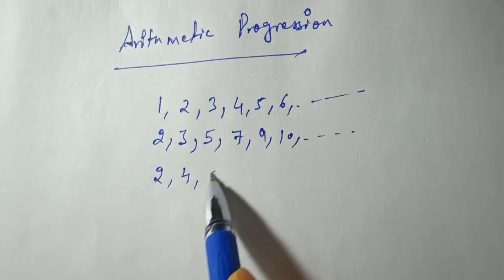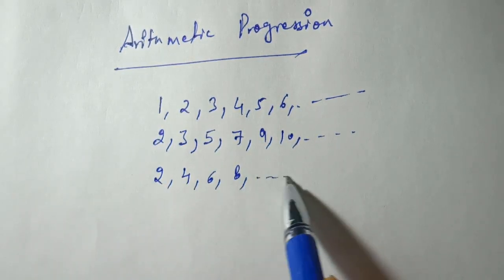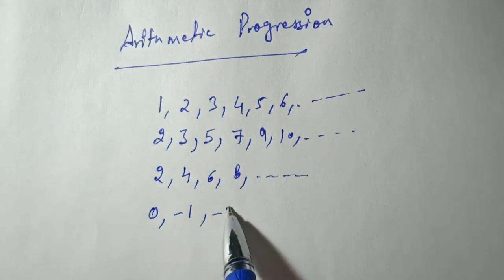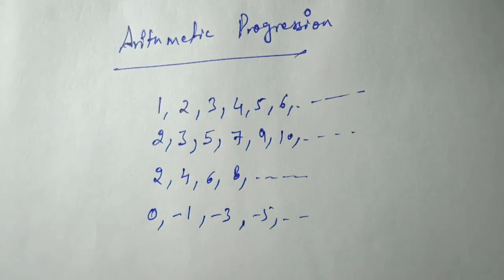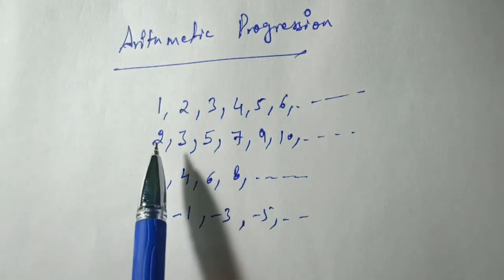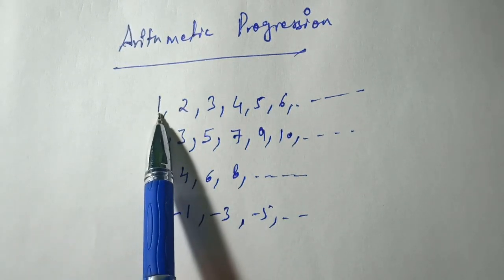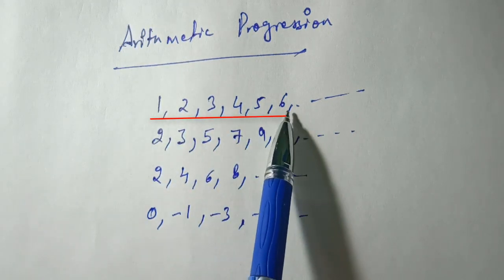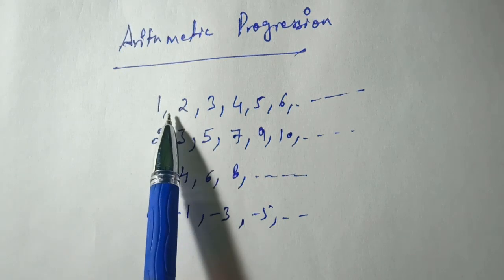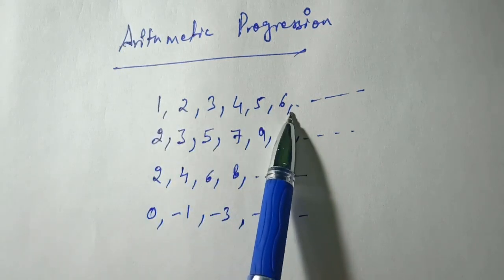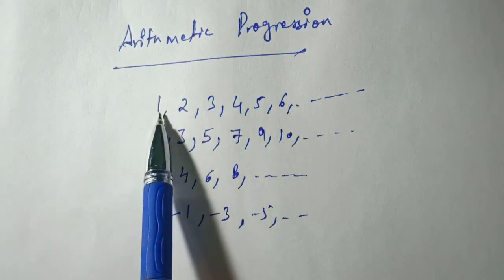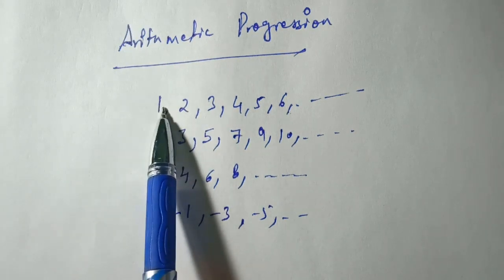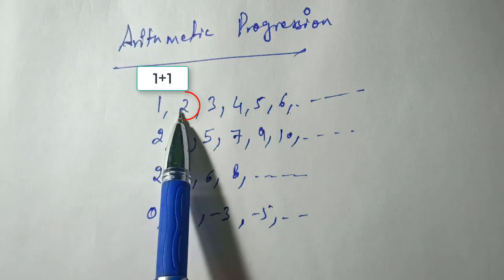2, 4, 6, 8 and so on. Next I'm taking 0, -1, -3, -5 and so on. If we see the first pattern, we have the first number 1, then the second number 2, then 3, 4, 5 and 6. So if we observe it carefully, we will find that the second number is formed by adding 1 to the first number. 1 plus 1 gives 2.